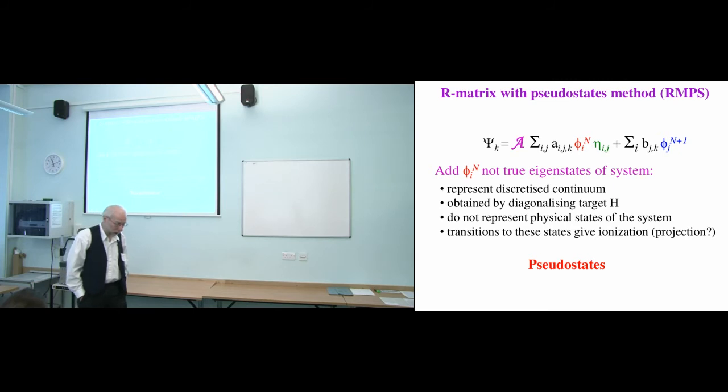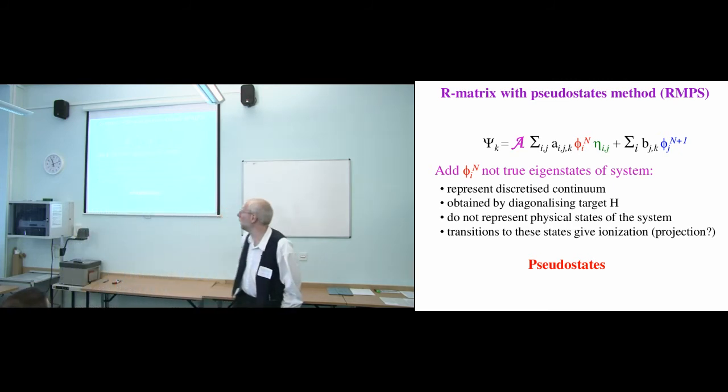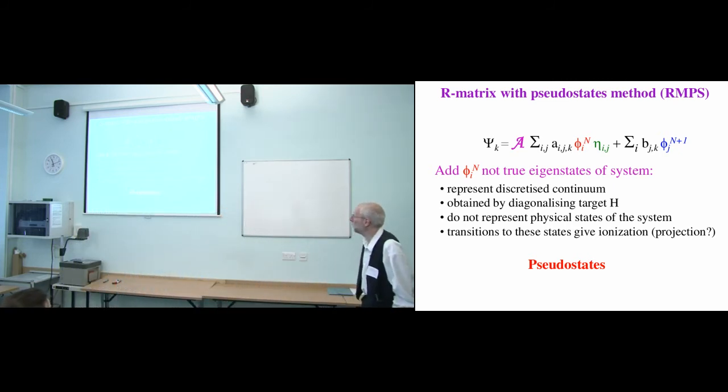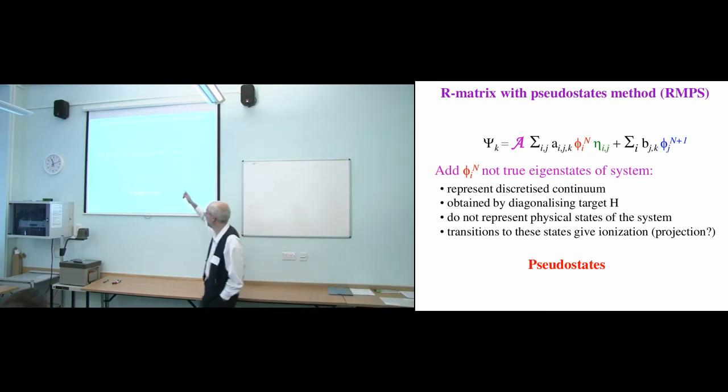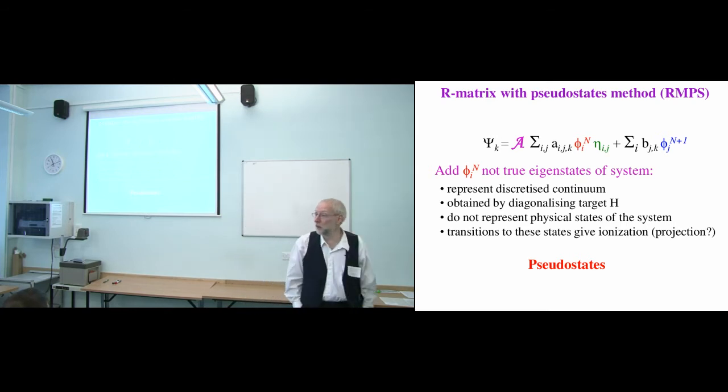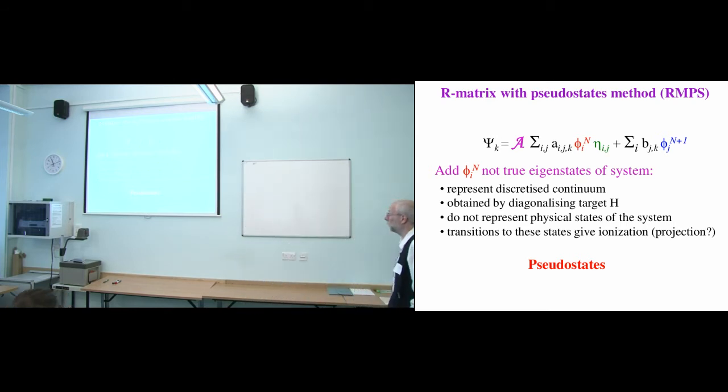To do the pseudostates, you use the same equation, but you change the definition of this phi n, the target wave function. So now instead of just representing the actual physical states of the targets, you add on a whole lot of extra states which represent the continuum in some discretized form. They're not a continuous set of functions, they're not an infinite set of functions. They're a discretized version which you get by diagonalizing the target Hamiltonian. They don't represent real physical states, they represent states in the region of the R matrix box. And hence they're called pseudostates.